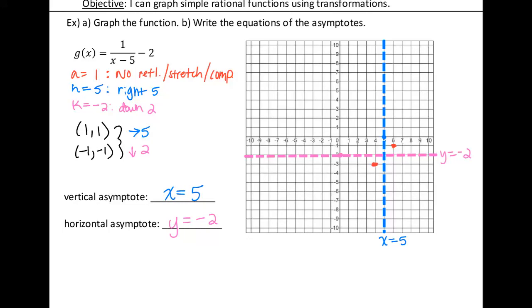And then draw your 2 curves. Again, the lines have to be next to the 2 asymptotes. And that's the graph there. All right, so the next examples, I want you guys to just practice.